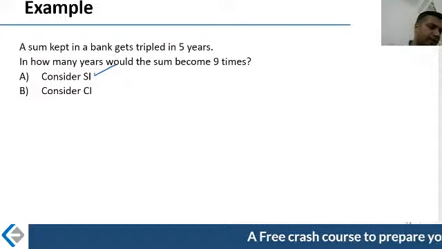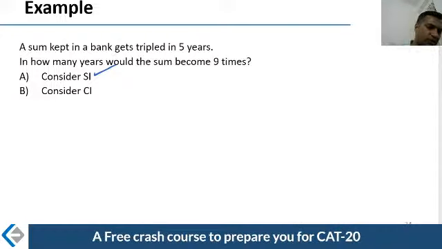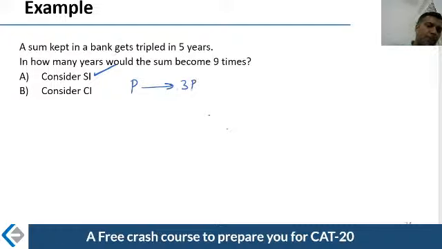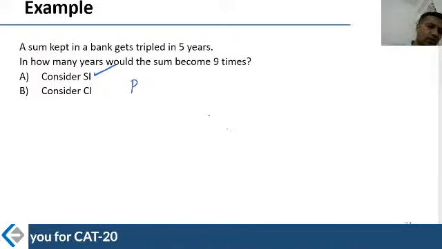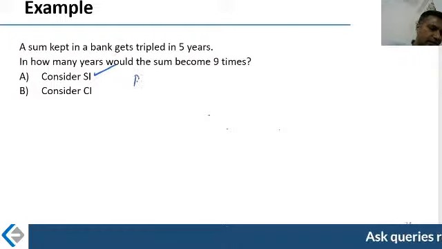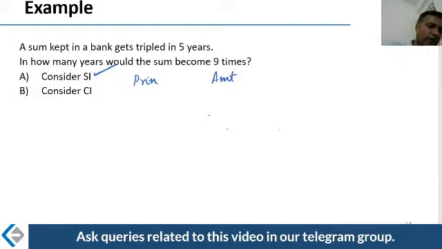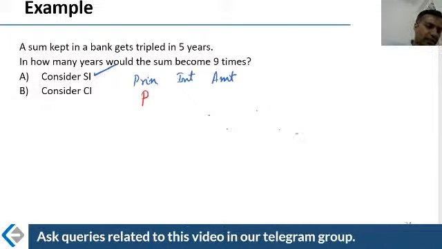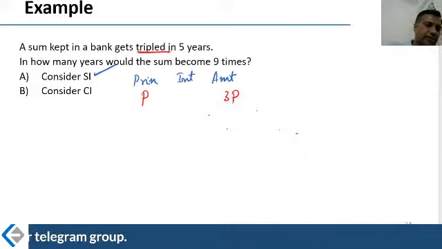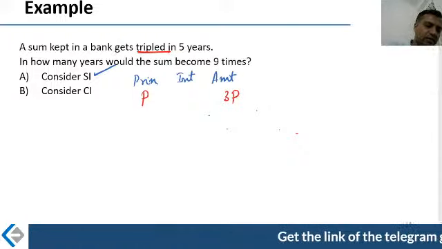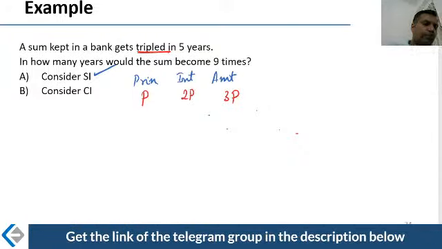First, let's do SI because we did it. Just a quick revision. There is a value called P. Tripled means the amount is 3P. You started with the principal, then you have an amount, and via media you add interest to it. Principal is P, amount has become 3P, so the interest earned is 2P.